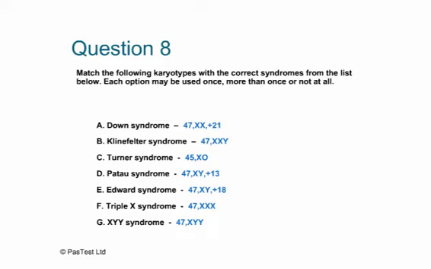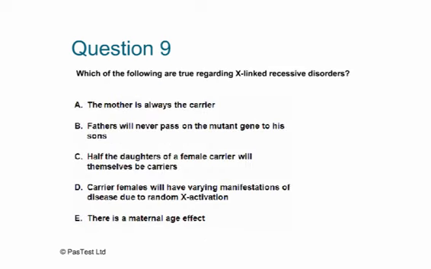Question 9. This question is about X-linked recessive disorders. So have a look through the options and see which you think are the correct answers. Mark them down on your paper now. Okay, B, C and D are the correct answers.